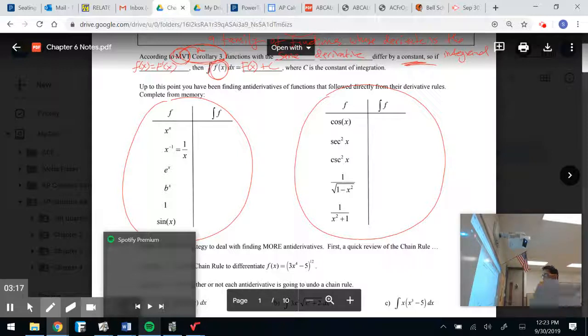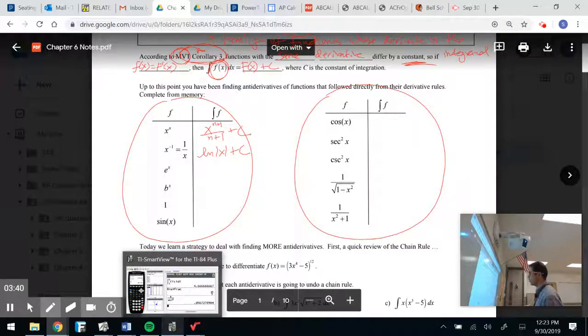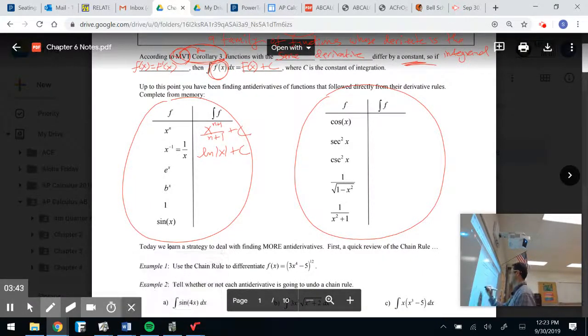All right. You unpaused it. Hopefully you filled these in. Let's do it. x to the n, that's the power rule. So the antiderivative would be x to the n plus 1, but then I have to divide by n plus 1, and since it's an indefinite integral, I have to add a plus c. For 1 over x, the antiderivative is the natural log of the absolute value of x plus that constant. The antiderivative of e to the x is e to the x plus c.